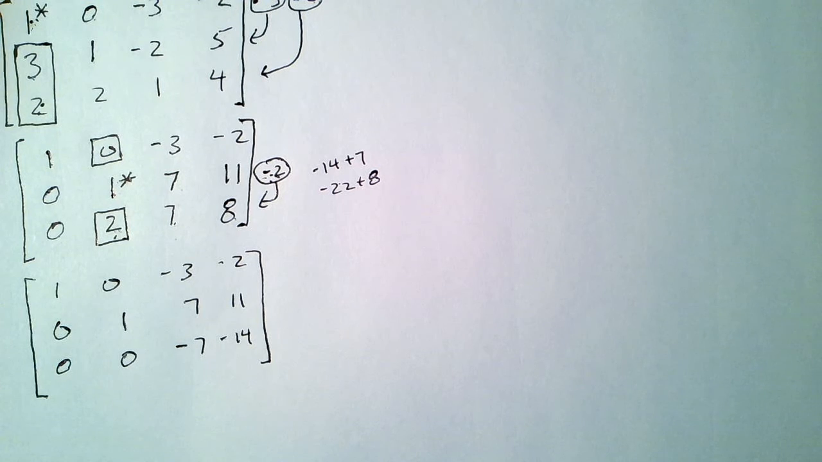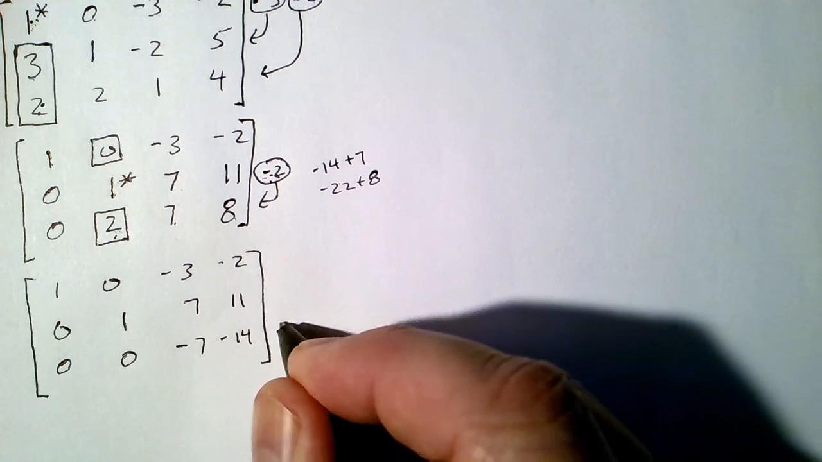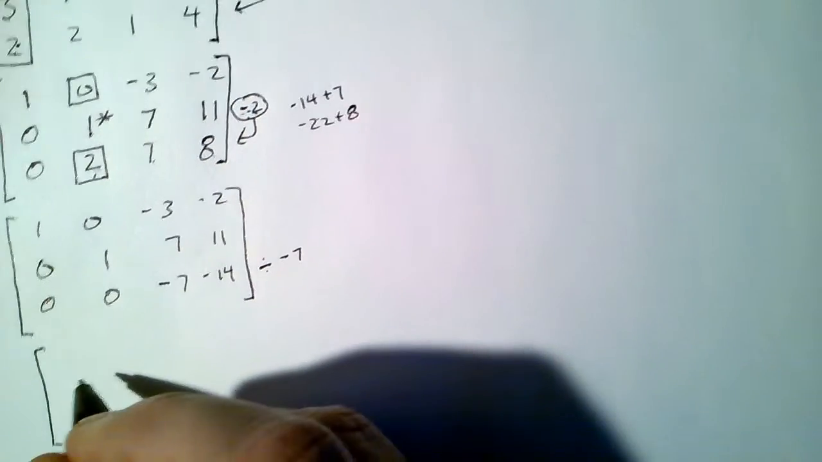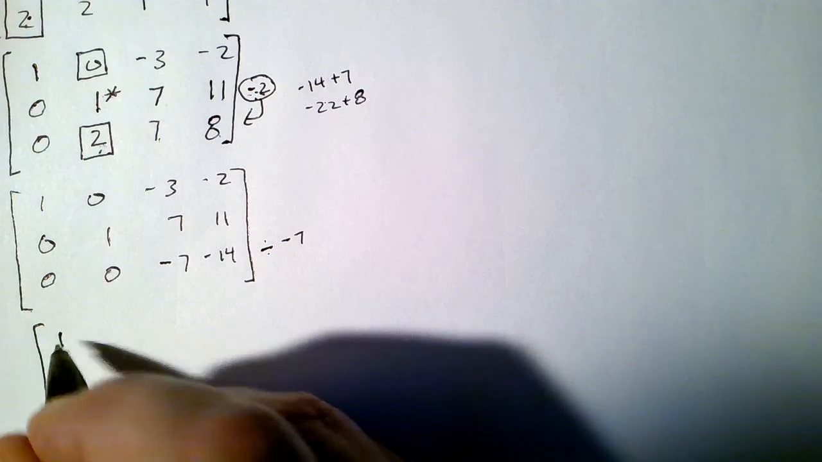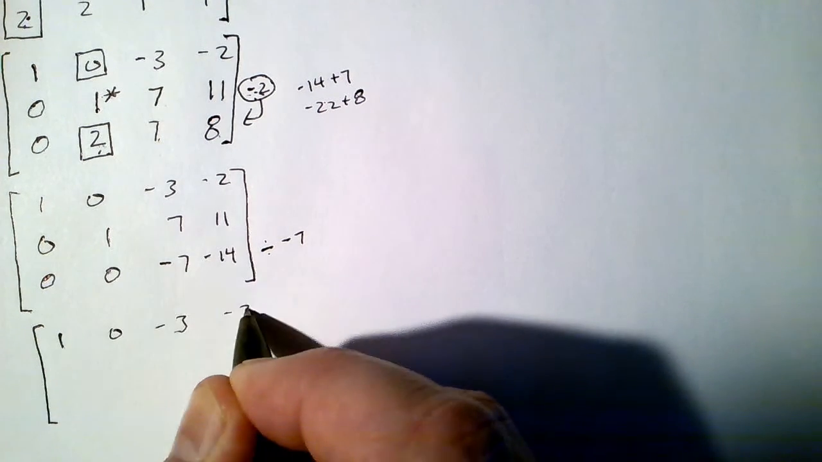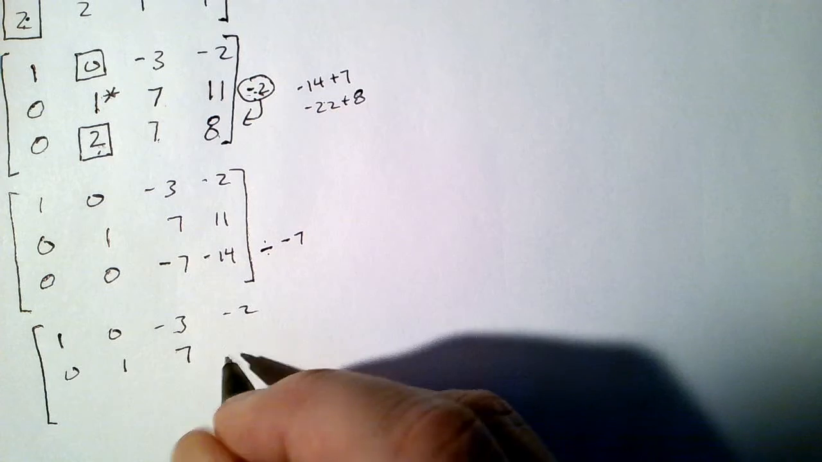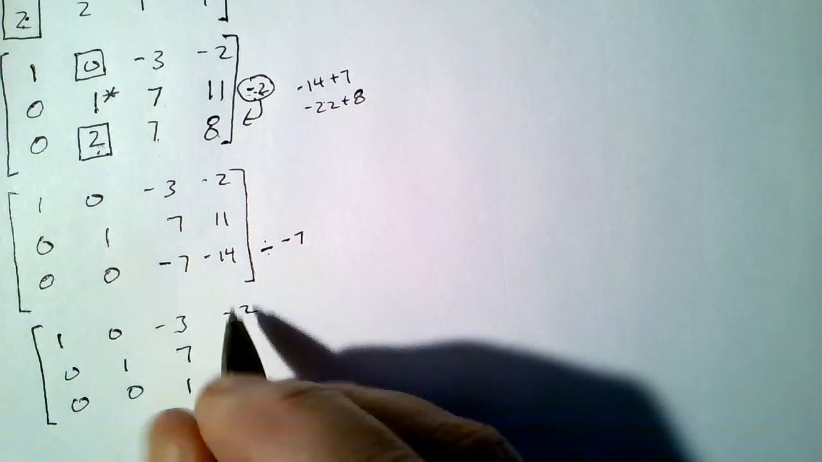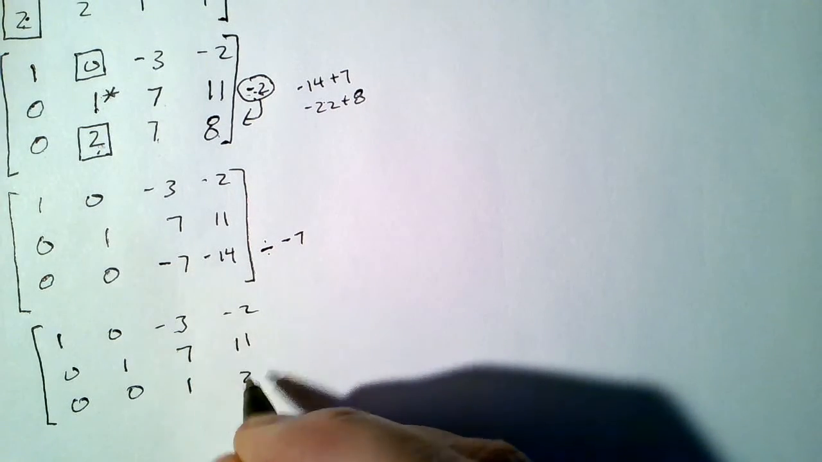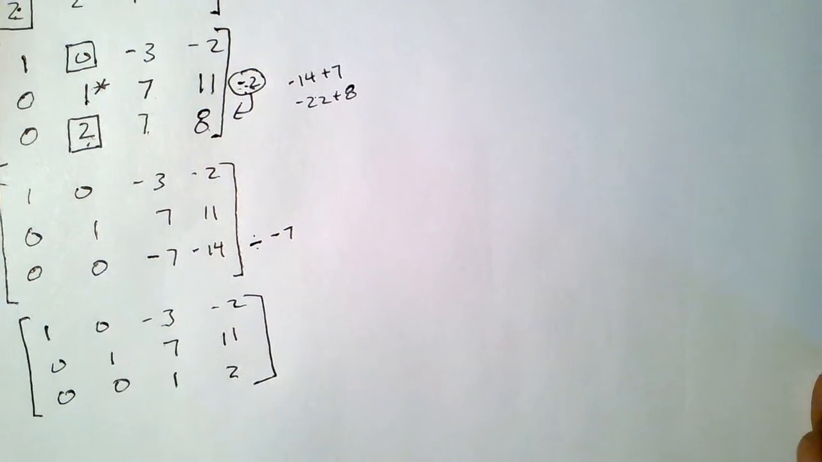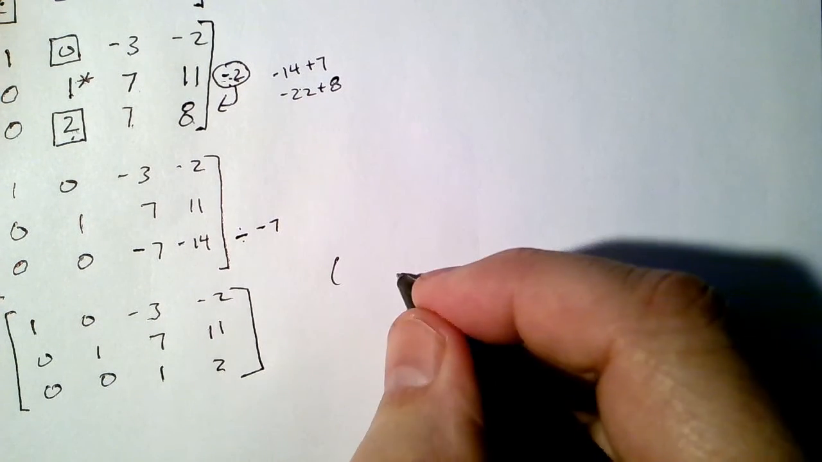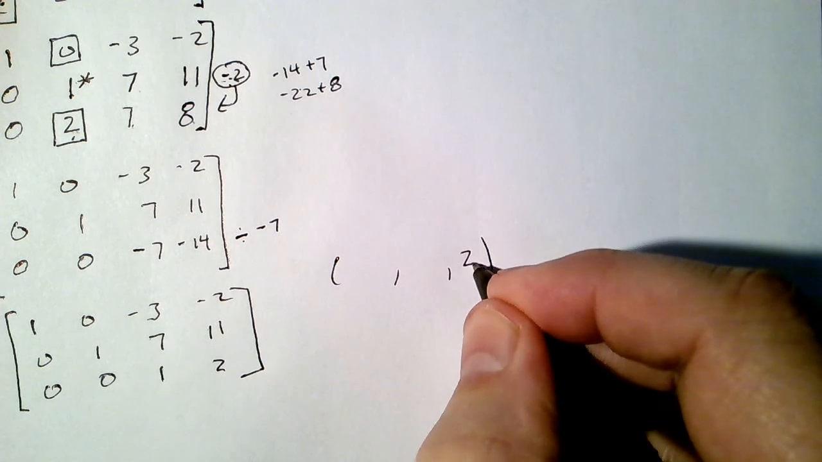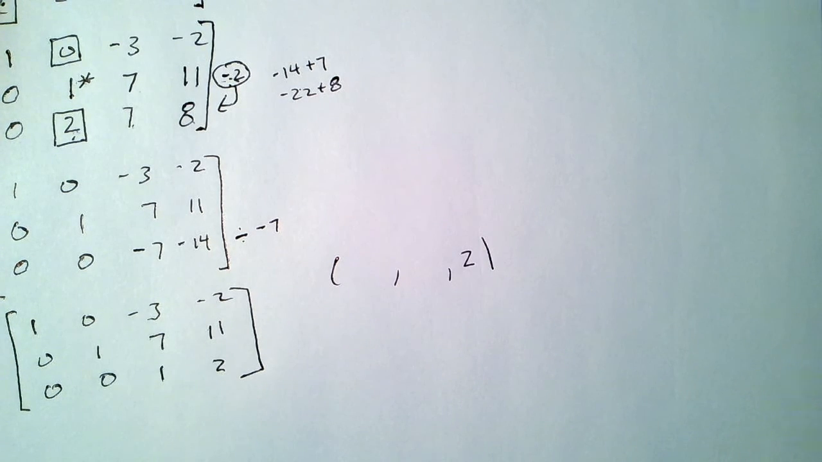And now we want to see if we can reduce a row, and we certainly can. I'm going to divide this row by negative 7. So we've got 1, 0, negative 3, negative 2, 0, 1, 7, 11, 0, 0, divided by negative 7, 1, divided by negative 7, 2. So what we just learned there is that 1z equals 2. We've got our z value.